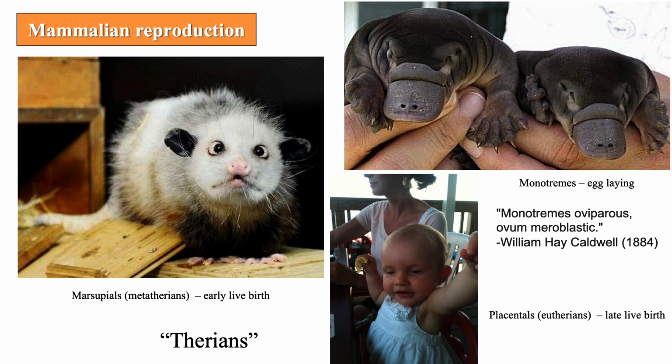Monotremes oviparous, ovum meroblastic. That statement meant the monotremes, in this case the duck-billed platypus, lays eggs, and that egg is meroblastic, and therefore not like bird eggs, but a different structural morphology. So he learned a lot about the eggs of the platypus, and he then sent that back in what is probably the best telegraph, and the only telegraph that you'll see in my class.